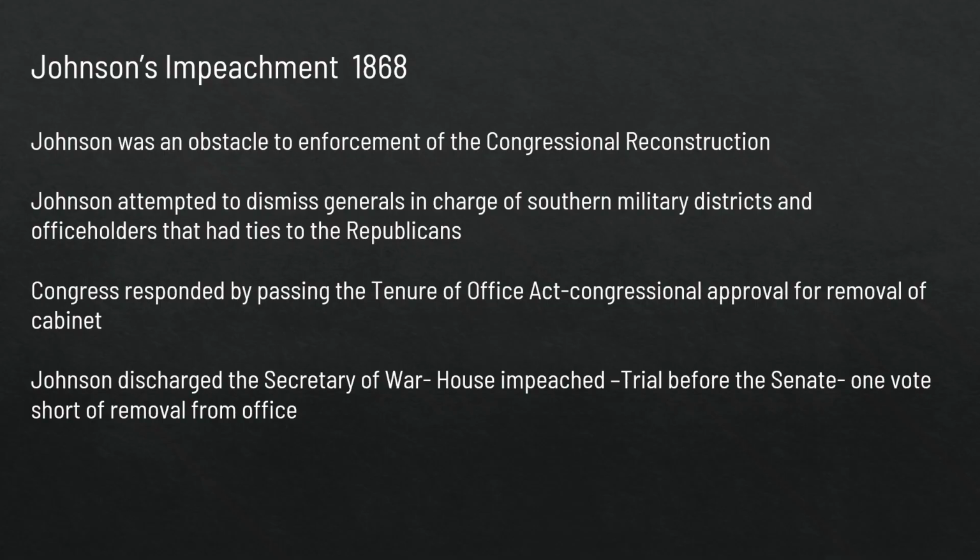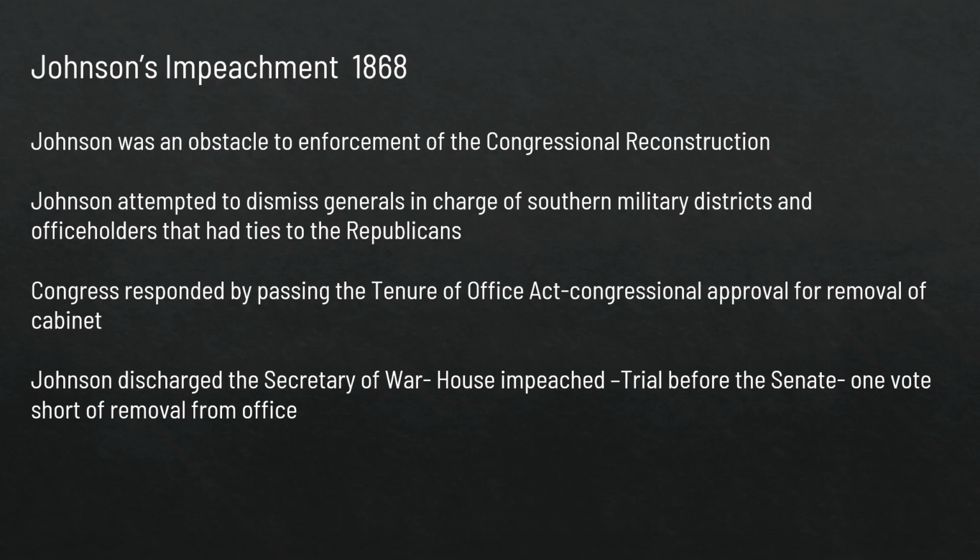Okay, Johnson's impeachment. So in 1868, President Andrew Johnson is going to face impeachment after repeatedly clashing with Congress over Reconstruction policies. Johnson, who opposes everything the radical Republicans do to try and enforce civil rights and reshape the South, becomes a major obstacle to congressional Reconstruction, which is Congress's plan for Reconstruction.